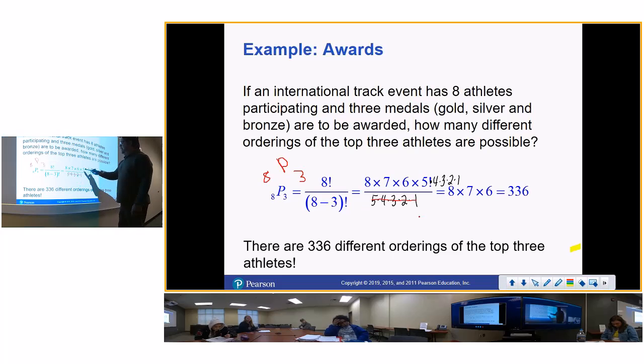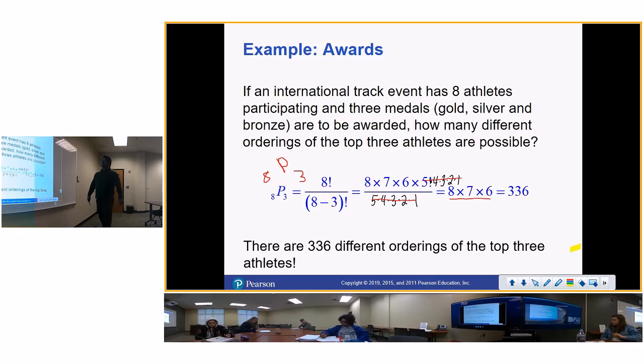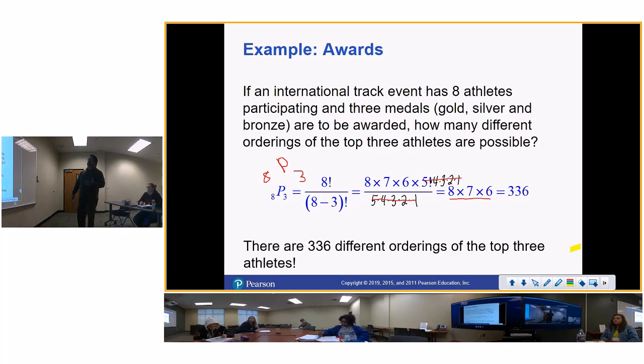They cancel, Hubert. That's right, class. And you're left with what? Oh, 8 times 7 times 6. The formula cancels out half of your factorial. Okay, now I think that's important for you to see because a lot of people don't understand how they get 336. That's how. Because of the 5 times 4 times 3 times 2 times 1.